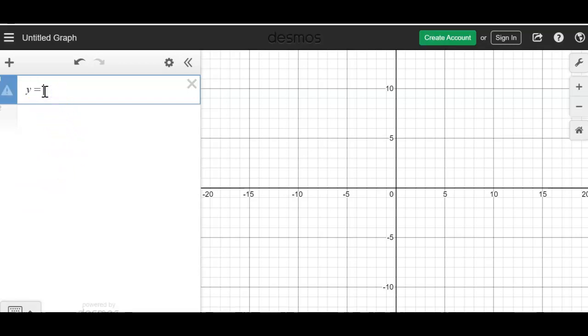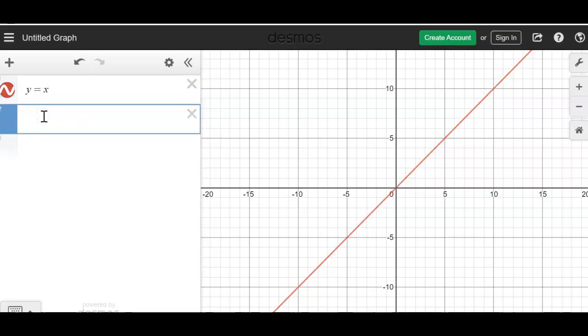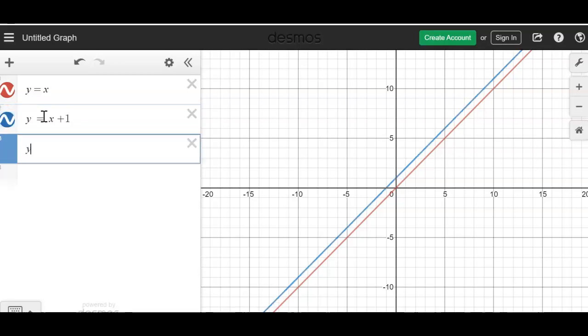The first thing that I would have kids do is type in y equals x as their parent function, and we would talk about the fact that it has a slope of 1 and an intercept at 0, 0, at the origin. But then I start having them take this graph and look at, okay, what happens if I add a 1 to it? What did it do? I always have them leave the parent function on there so that they know that's what they're comparing it to. What did it do? And hopefully they see that it moves it up.